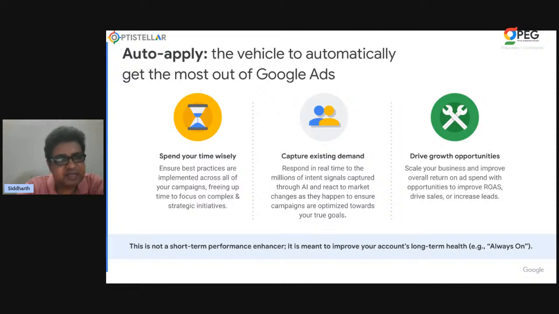And this is why we say that opting into auto apply recommendations will be able to drive growth opportunities, because you will be able to scale your business and improve your overall return on ad spend. This is because auto apply recommendations also include a lot of recommendations which are going to help you in terms of improving your overall ROAS, improving your overall ROI on your ad spends, right? And this is what we will learn in detail in the coming slides.